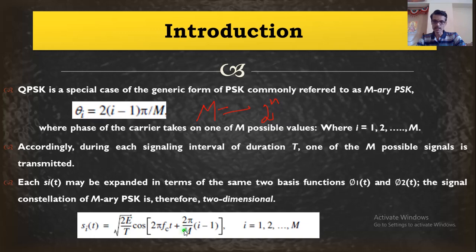That is 2π/m times (i−1), where i goes from 1 to m. So this is the phase angle, which is going to vary as the value of i changes, or maybe m changes. Fine. Where E is the symbol energy, and T is the symbol duration.